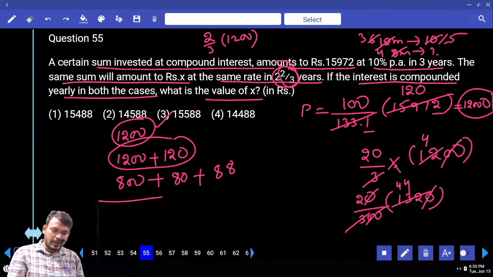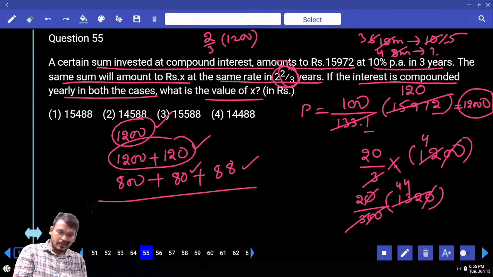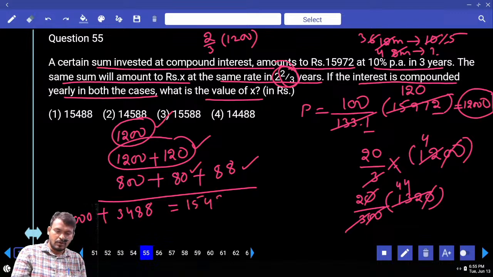1200 plus 1200 is 2400, plus 800 is 3200, plus 120 plus 80 is 3400, plus 88 is 3488. That is the interest value. Already the principal is 12,000. Then the amount is 15,488.